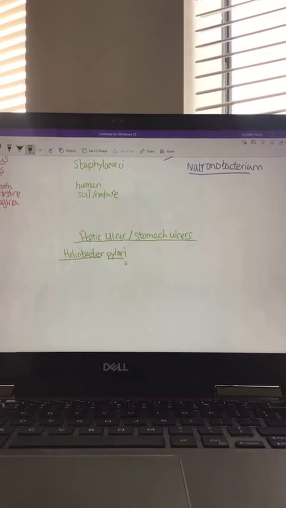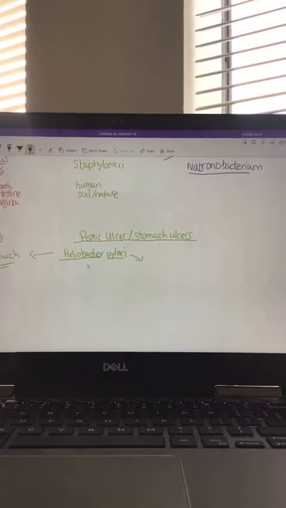Now, we know that our stomach is very acidic. It's very acidic because it has HCl, hydrochloric acid. They thought that Helicobacters were acidophiles, but they're not. They are neutrophiles. So how could a neutrophile bacteria actually survive in the stomach?